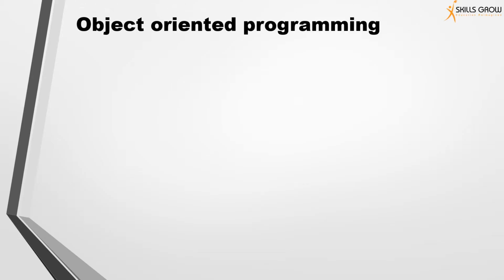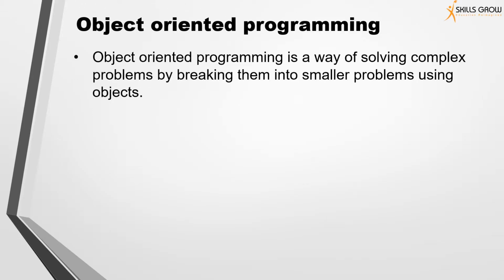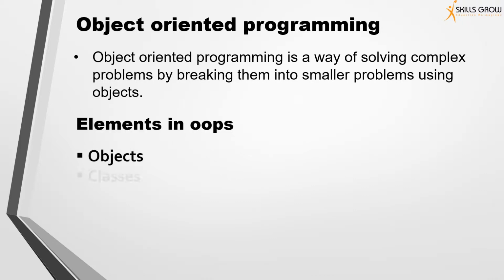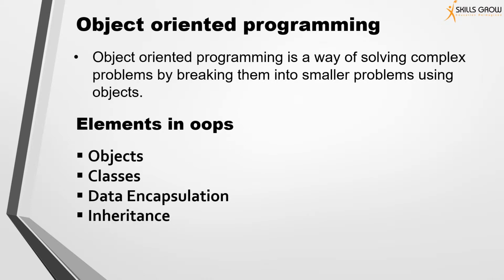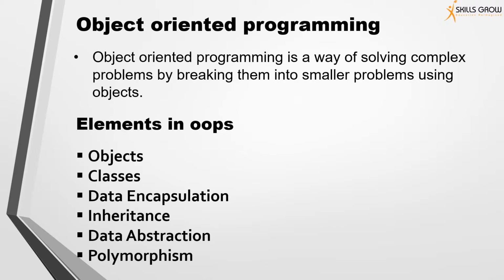Object-oriented programming. Object-oriented programming is a way of solving complex problems by breaking them into simpler and smaller problems using objects. The elements of object-oriented programming are objects, classes, data encapsulation, inheritance, data abstraction, and polymorphism. All of these elements make object-oriented programming a successful paradigm. Let's go through these elements in detail.